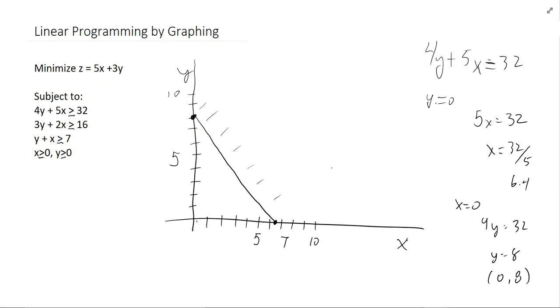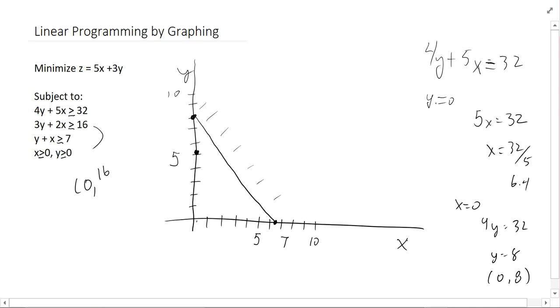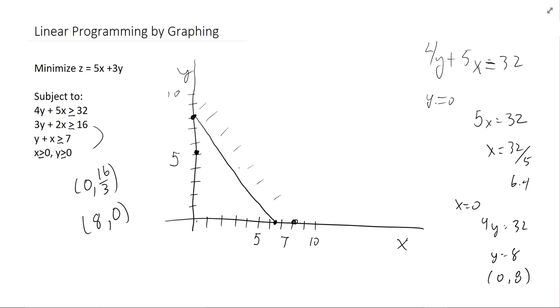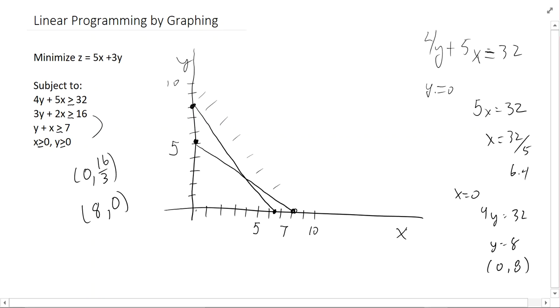The next equation is 3y plus 2x equals 16. I'm going to do the same sort of thing. If x is 0, the equation drops to 3y equals 16, so y would equal 16 thirds, which is 5 1/3, just a little bit more than 5. So one of the intercepts is (0, 16/3). If y is equal to 0, I'll have 2x equals 16, and dividing both sides by 2 gives x equals 8. So 8 is here, and this line would come down across like that.